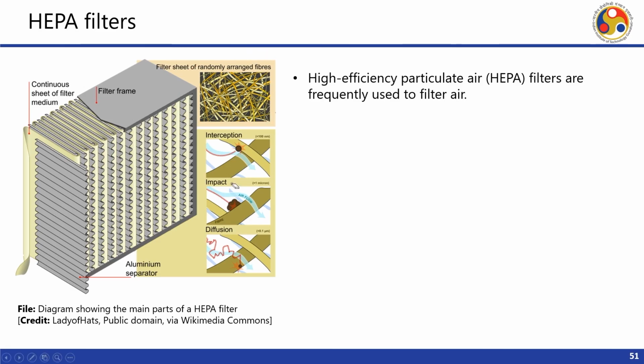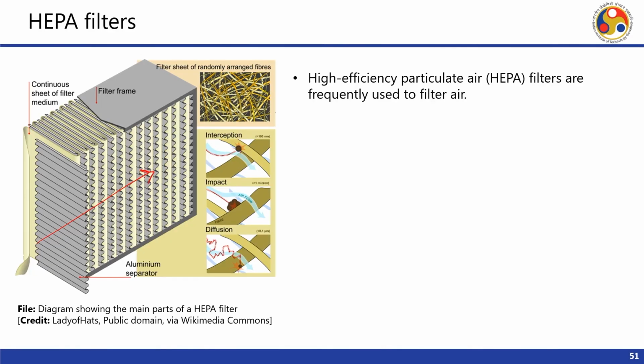Any particulate material which comes over and tries to cross these filters will end up hitting some of these fibers, and thereby will be intercepted. And then while the incoming air flows through these fibers, there may be some kind of diffusion effect as well.